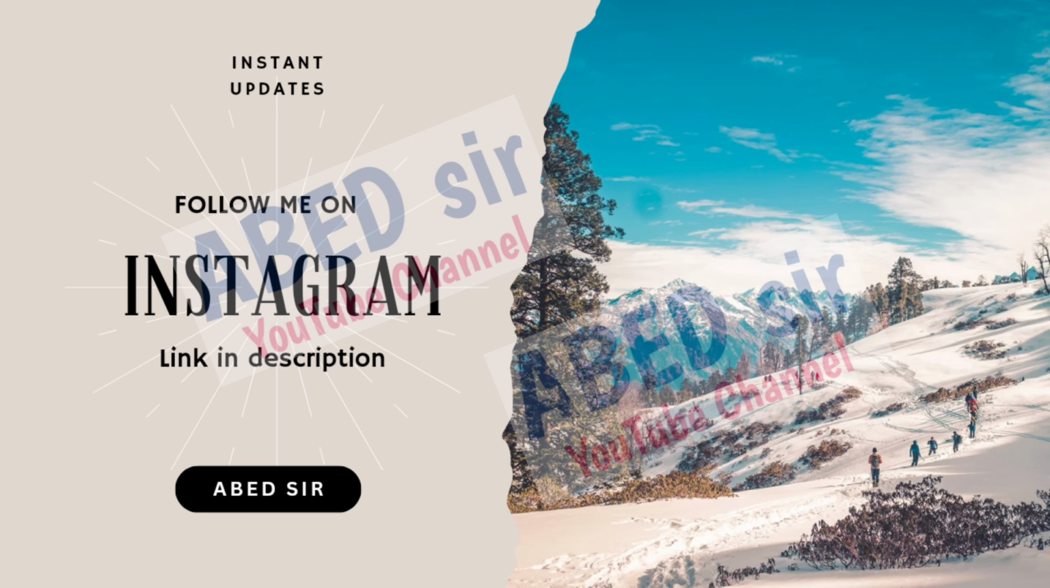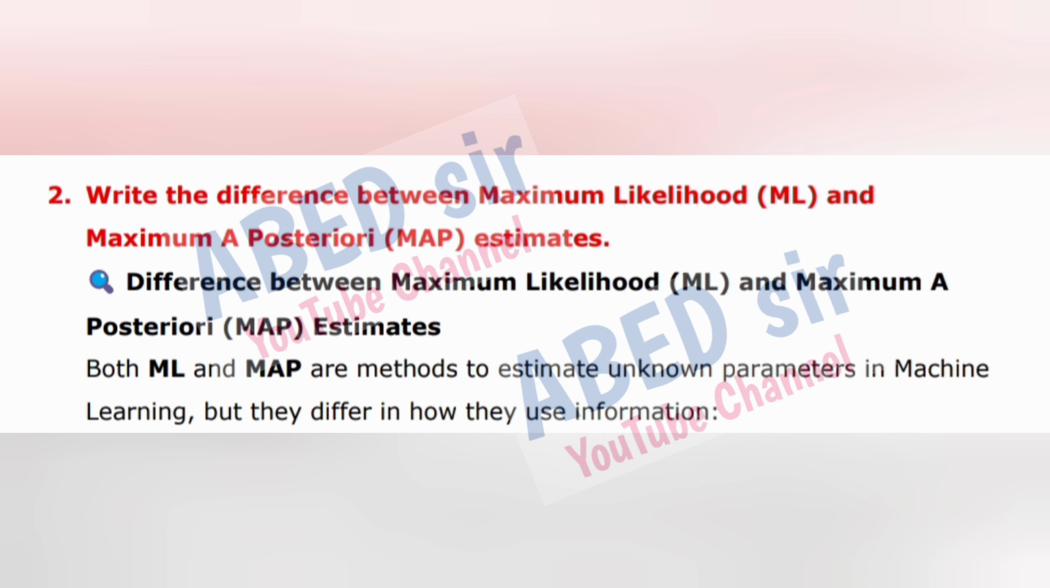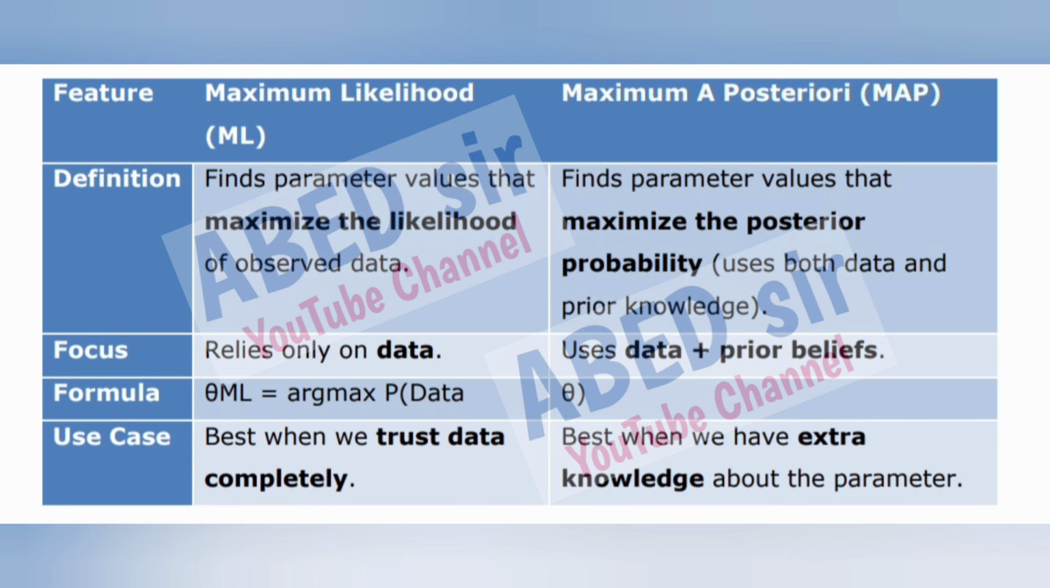Next important short question: write the difference between maximum likelihood, ML, and maximum a posteriori, MAP, estimates. Both ML and MAP are methods to estimate unknown parameters in machine learning, but they differ in how they use information.